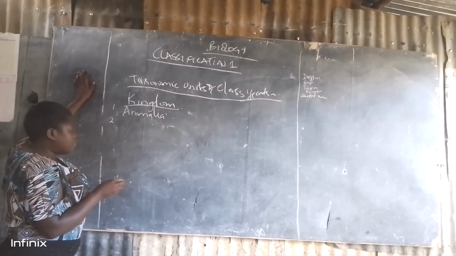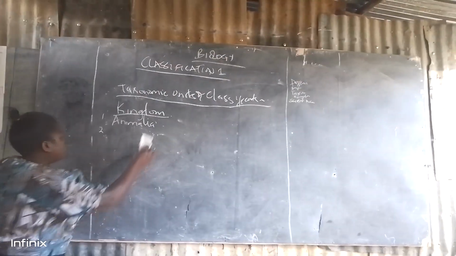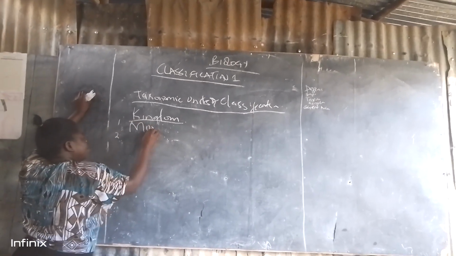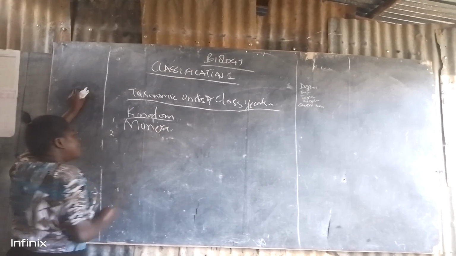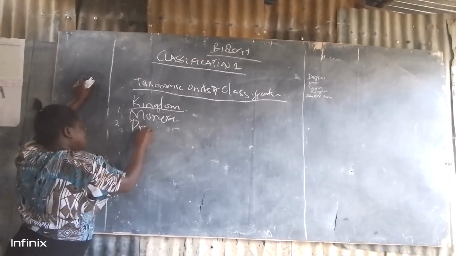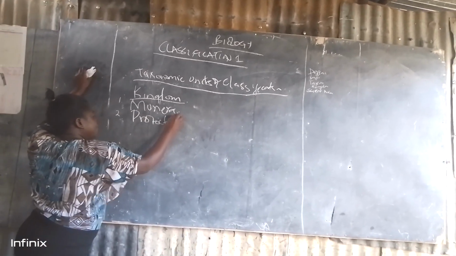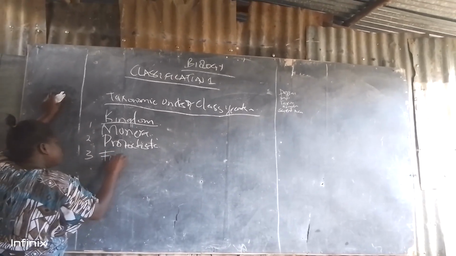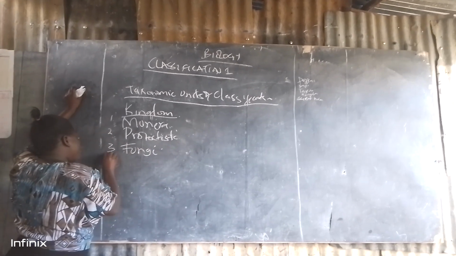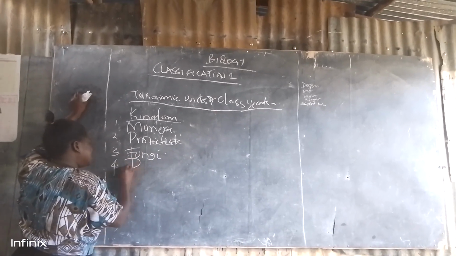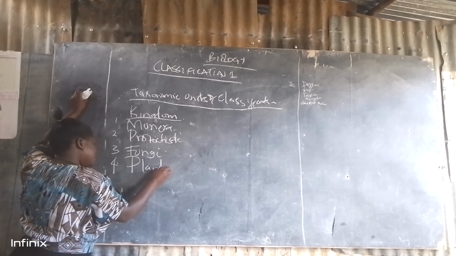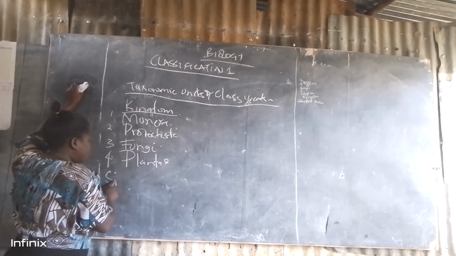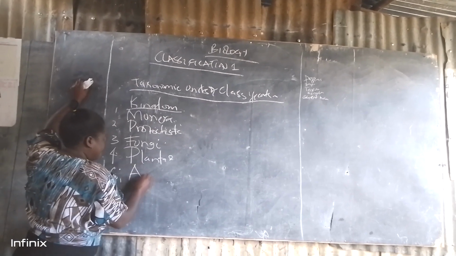When asked, it's advisable to start from the lowest. Number one, the smallest, is kingdom Monera. Number two, we have kingdom Protoctista. Number three, after kingdom Protoctista, we have kingdom Fungi. Number four, after that one, we have kingdom Plantae. Then number five, the last one, we have kingdom Animalia.